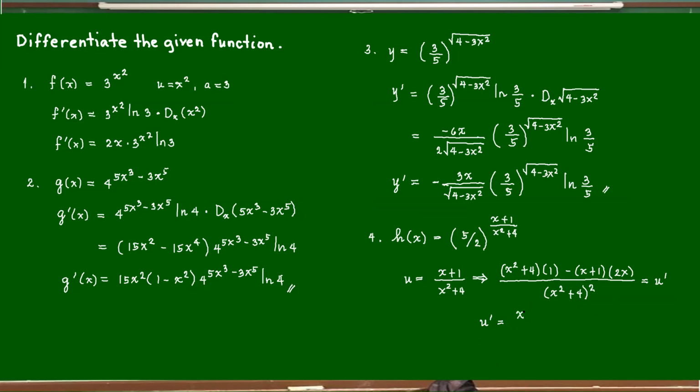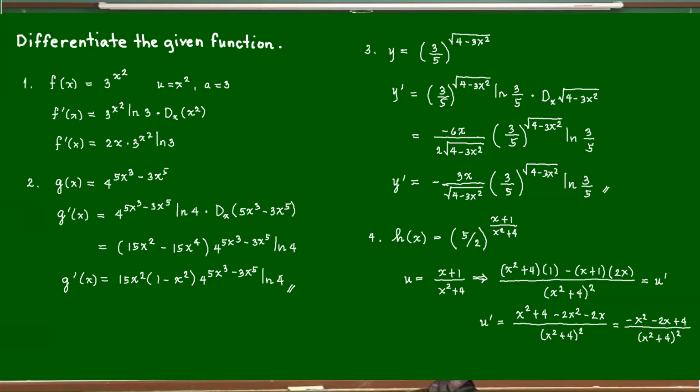So we have x squared plus 4 minus 2x squared minus 2x, okay? All over x squared plus 4 raised to 2. Now, x squared minus 2x squared is negative x squared, no? So we have negative x squared minus 2x plus 4 all over x squared plus 4 raised to 2. Okay? Am I right, guys?